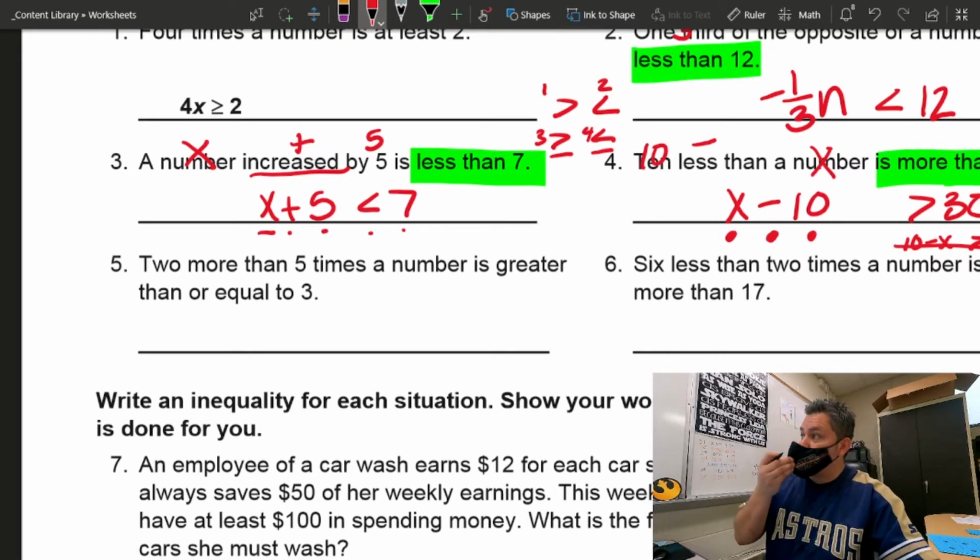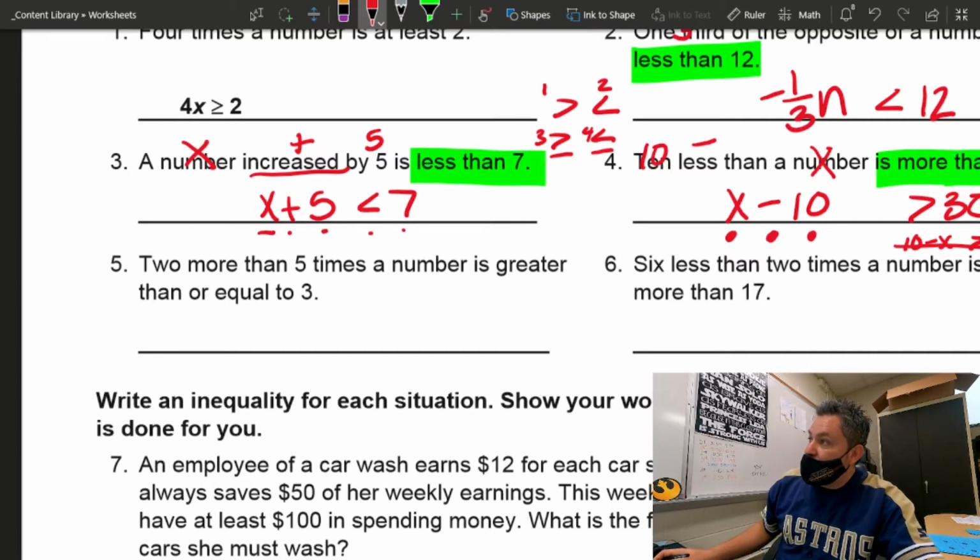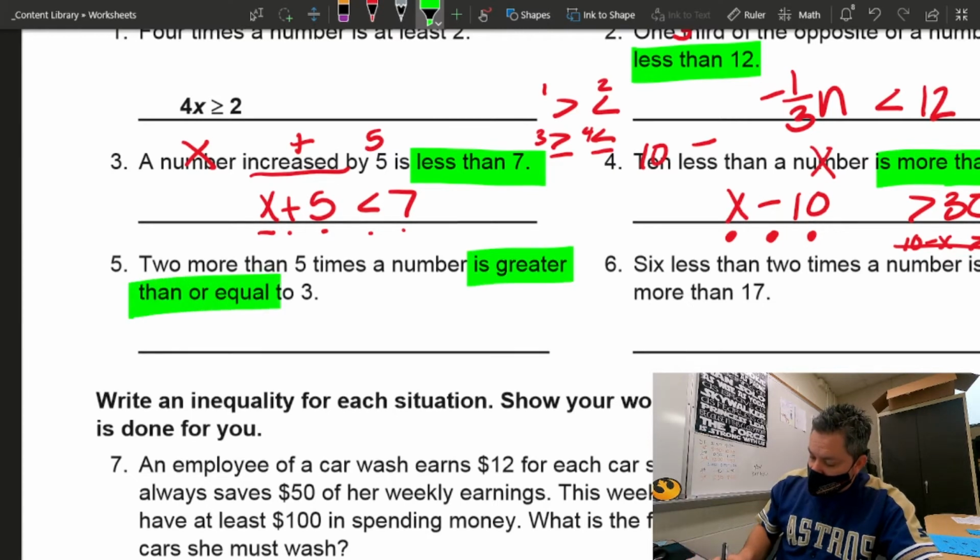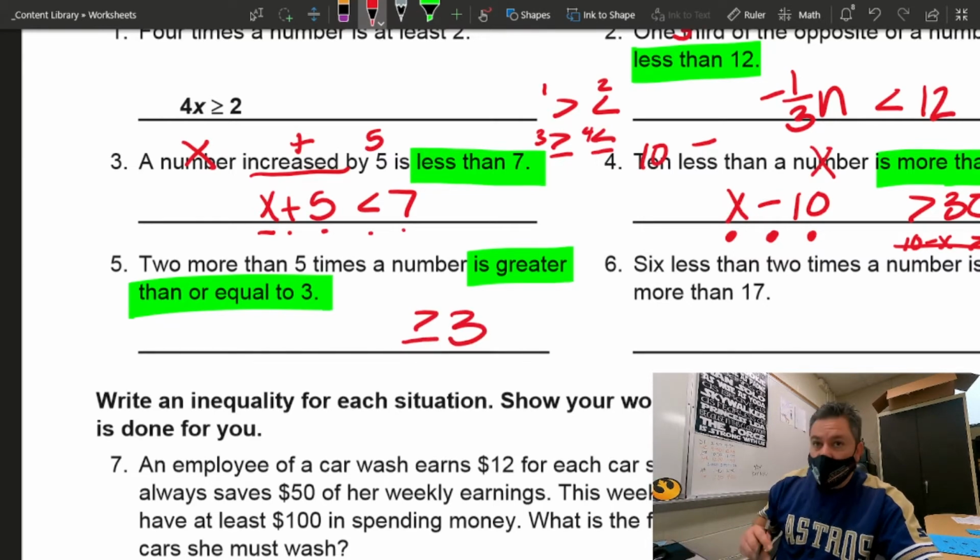Okay, 2 more than 5 times a number is greater than or equal to 3. So can you tell me what inequality sign we are using? 1, 2, 3, or 4? 3. Greater than or equal to 3. Very good. Everybody good so far?